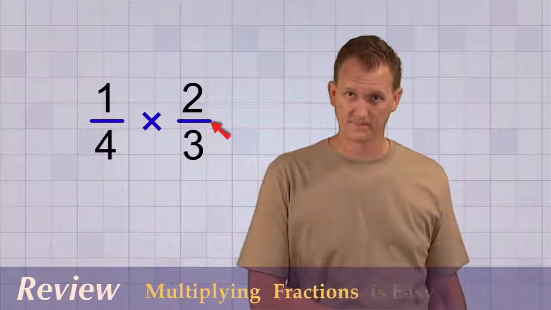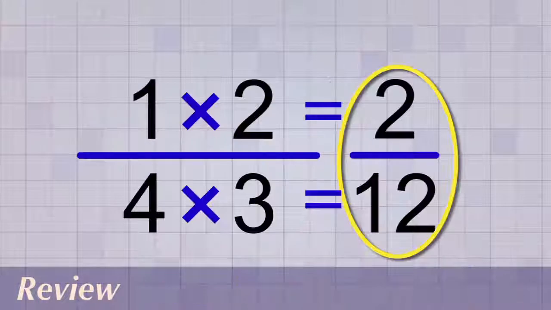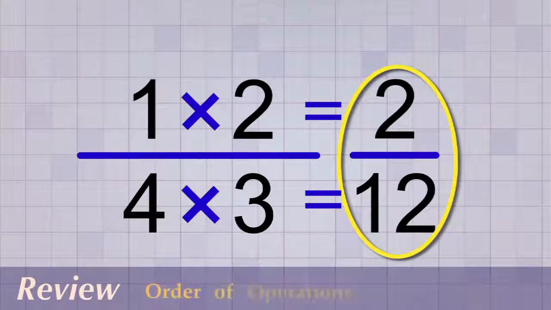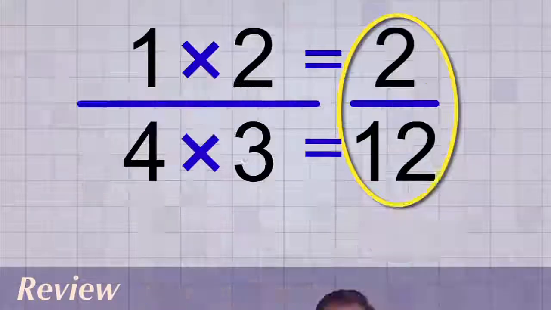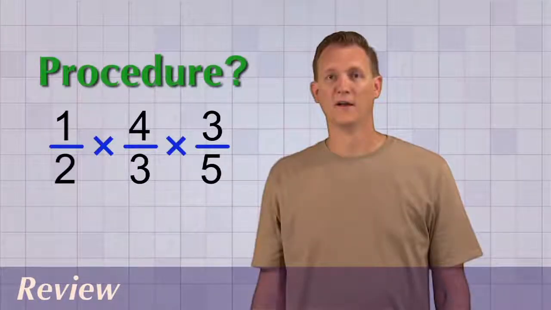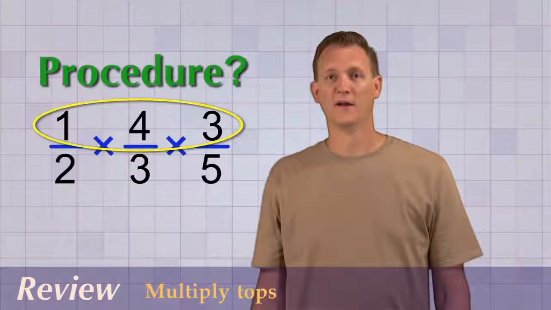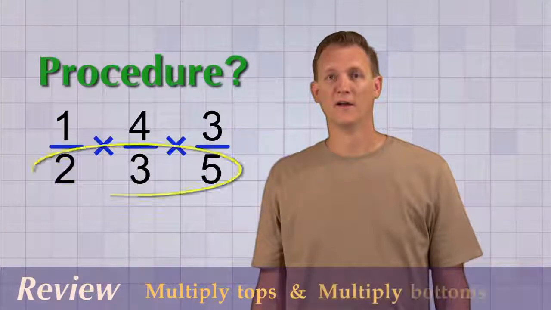Multiplying fractions is even easier than adding fractions. It's easy because order of operations says that we can do the multiplication before the division. The procedure for multiplying fractions is to multiply the top numbers to get the answer's top number, and multiply the bottom numbers to get the answer's bottom number.